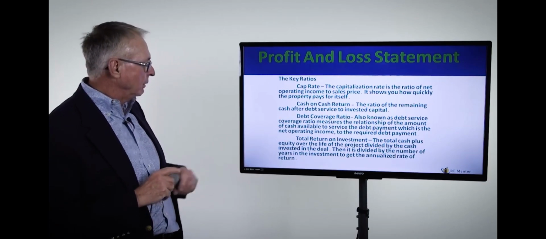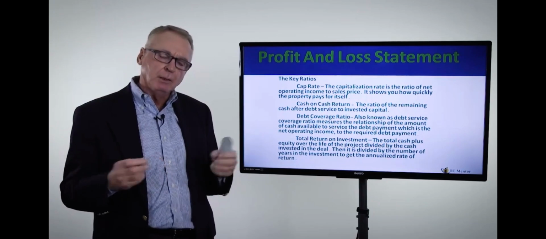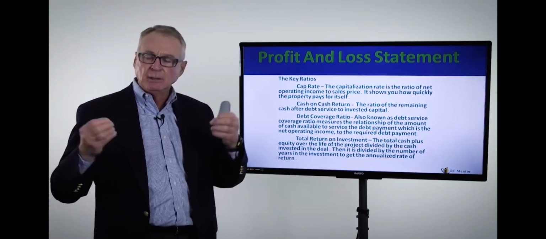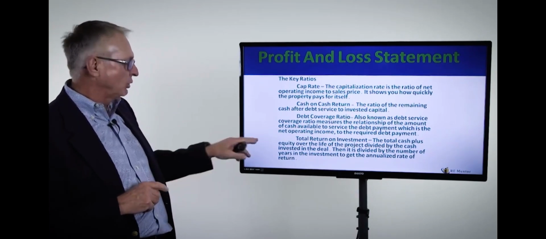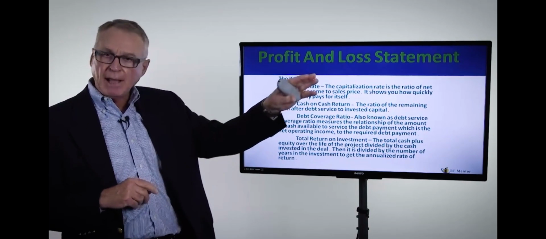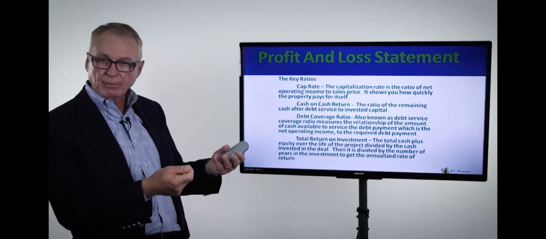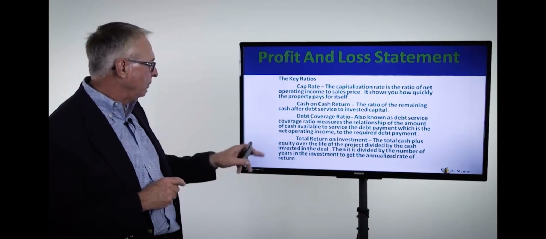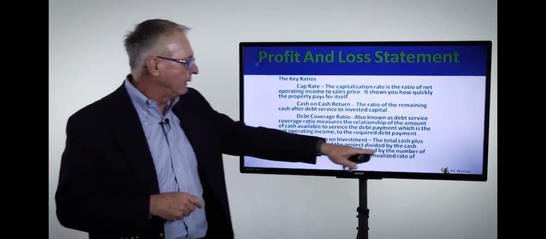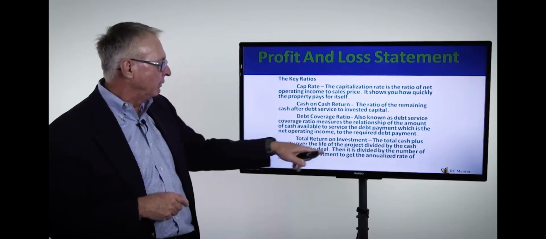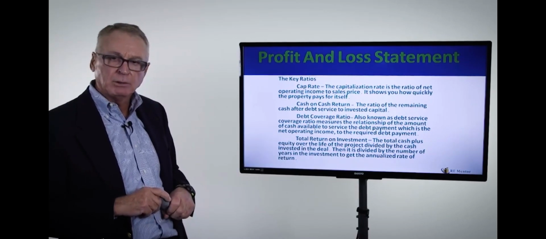So the last item is the total return on investment. Now what this is, it's another step beyond the cash return. It's the total cash plus the equity. And this is the value that you built up over the life of the project, over the life of the investment. And it's divided by the cash invested in the deal. Then it's divided by the number of years in the investment to get what's called the annualized rate of return.